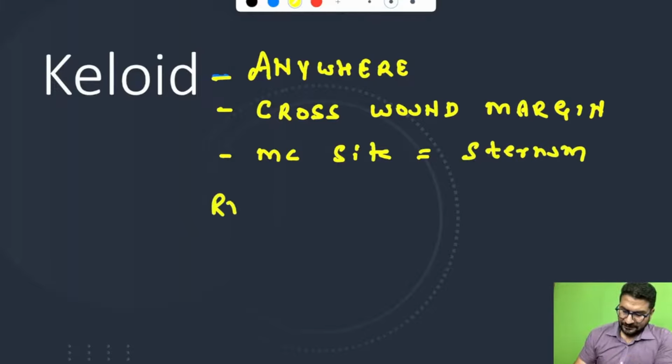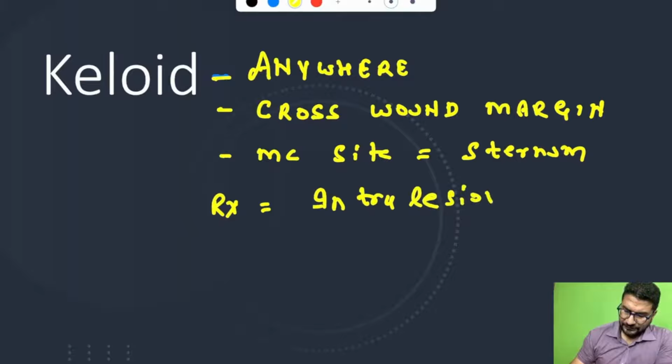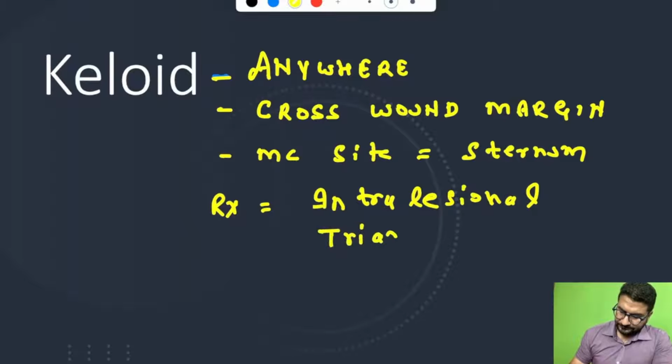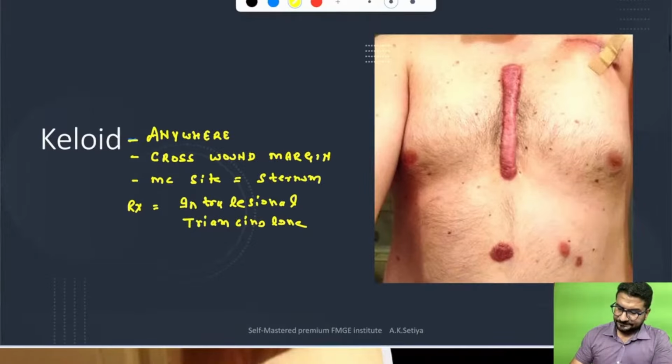And in management of this, what do we give? Intralesional. Intralesional means wherever we have the keloid, right there we give it. We give intralesional triamcinolone. So this is about the keloid, right? Keloid.